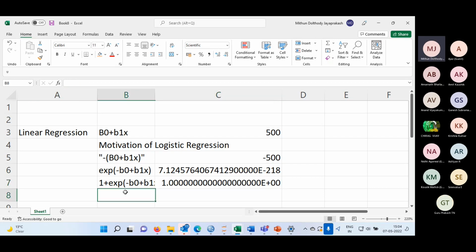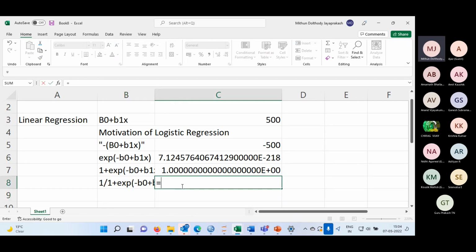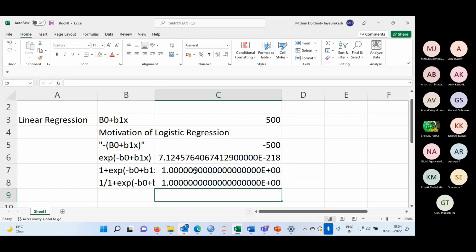Correct? Now what I'm going to do is I'm just going to divide this entire thing. 1 divided by 1 plus exponential of minus B0 plus B1x. Correct? When I say 1 divided by this, I have to just take the reciprocal of the number above. 1 divided by this number here. Correct? How much are you getting here?